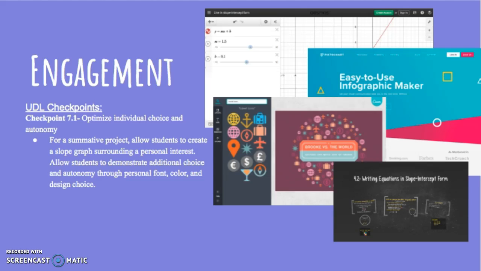In addition, for engagement, students can optimize individual choice and autonomy through checkpoint 7.1 through the various uses of multimedia. So through that Desmos, Piktochart, Canva, and Prezi, students can have personal autonomy over personal font, color, and design choices.